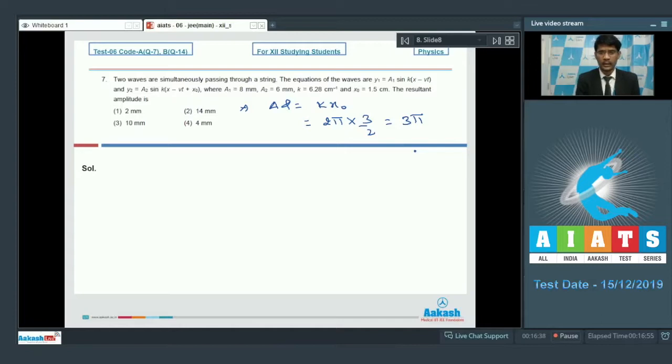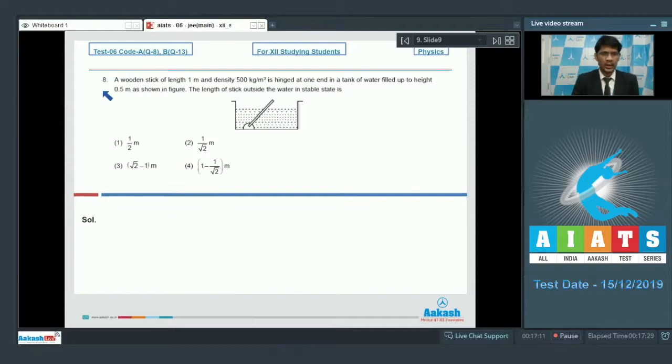So definitely they will be interfering in a perfectly destructive manner. So simply the amplitude will be subtracted. So looking onto the amplitude here, this one being 8 and this one being 6. So 8 minus 6, how much is it? It will be 2 mm. So option 1 is the correct answer for question number 7. Now we shall proceed to question number 8.